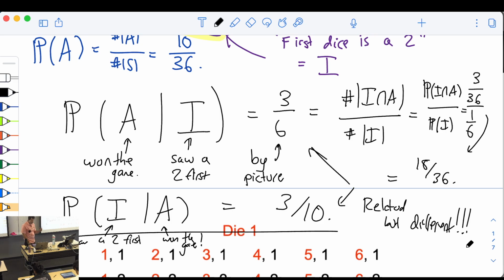Okay, so really good question. And if you're not able to understand the difference between this one and this one, it means you have not understood this conditional probability stuff. So you should be able to understand these two things. They're telling you two different pieces of information, and you should see why one of them is 3 out of 6 and one of them is 3 out of 10.